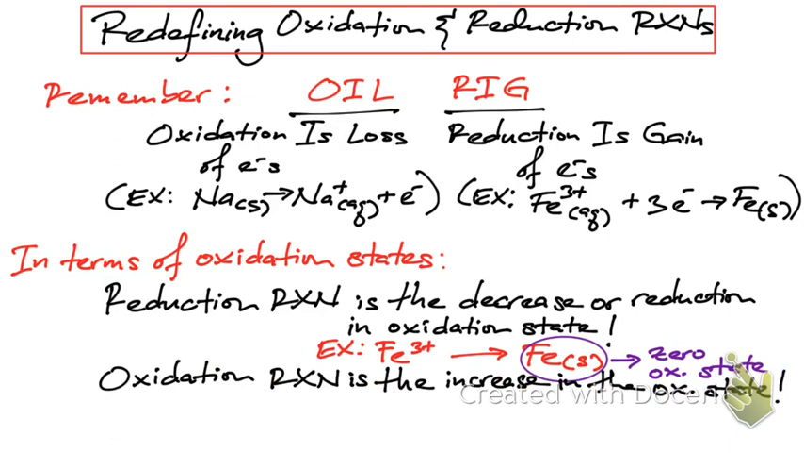For oxidation reaction, this is the increase in the oxidation state. So when you look at the sodium example here, right, solid sodium has 0 oxidation state or oxidation number. On the right hand side, the sodium ion has a +1. So there's an increase in the oxidation state from 0 to +1. Hence, we have oxidation reaction.